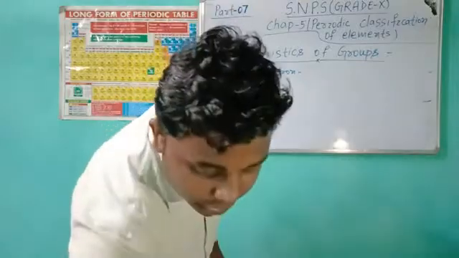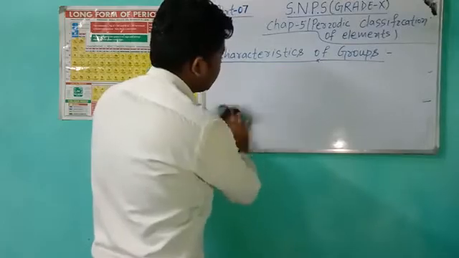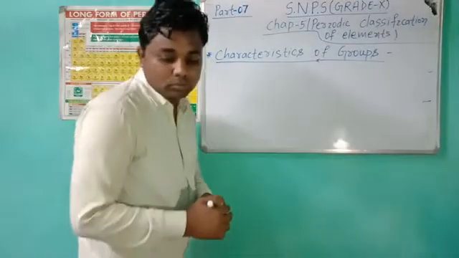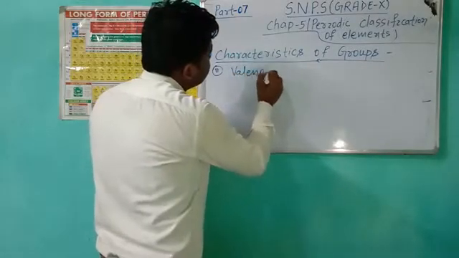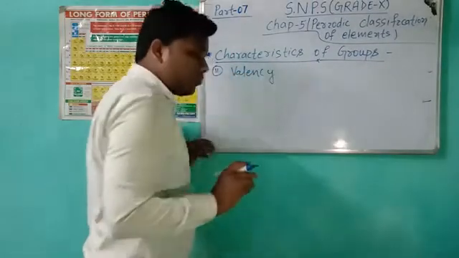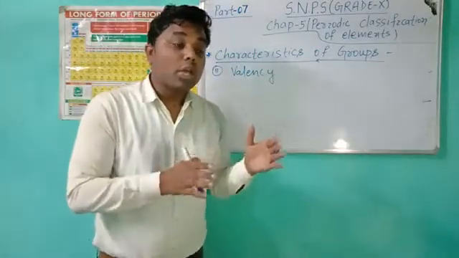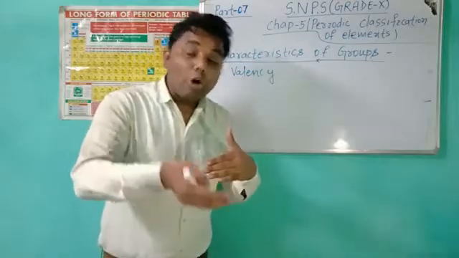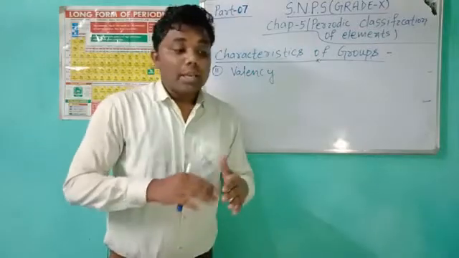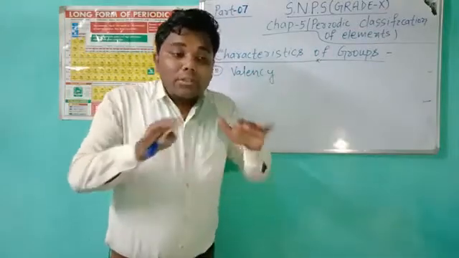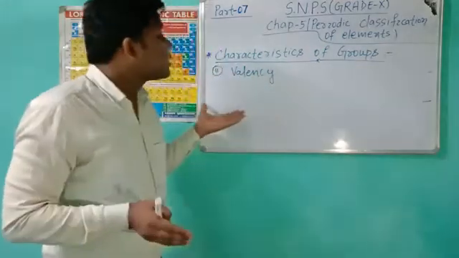And the next point is valency. The next characteristic is valency. What is valency? The number of electrons, that is, the number of electrons lost or gained in order to complete its octet or duplet, is called its valency.